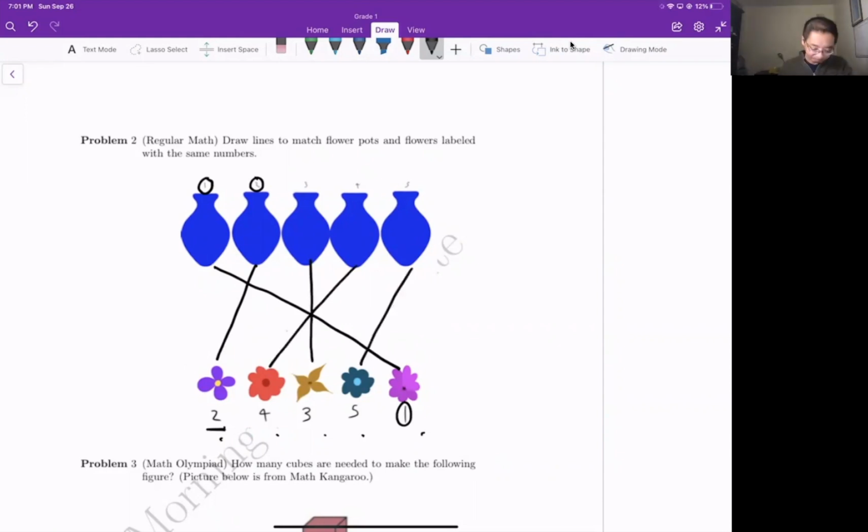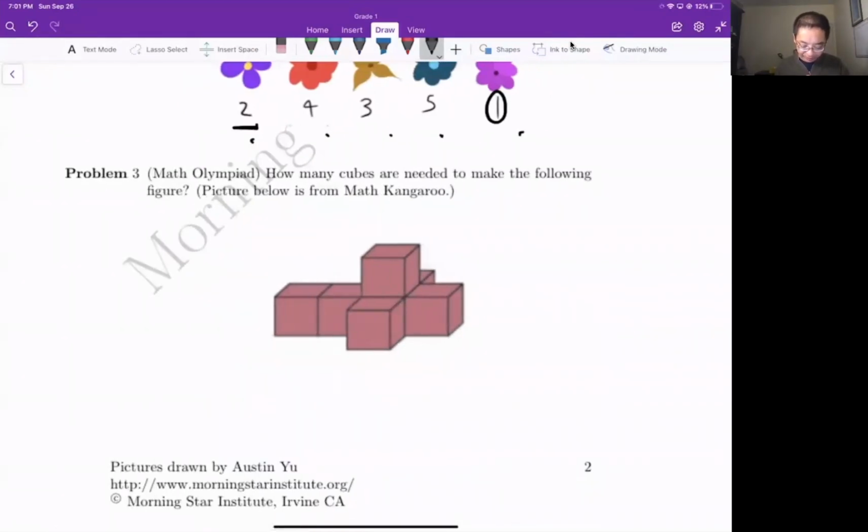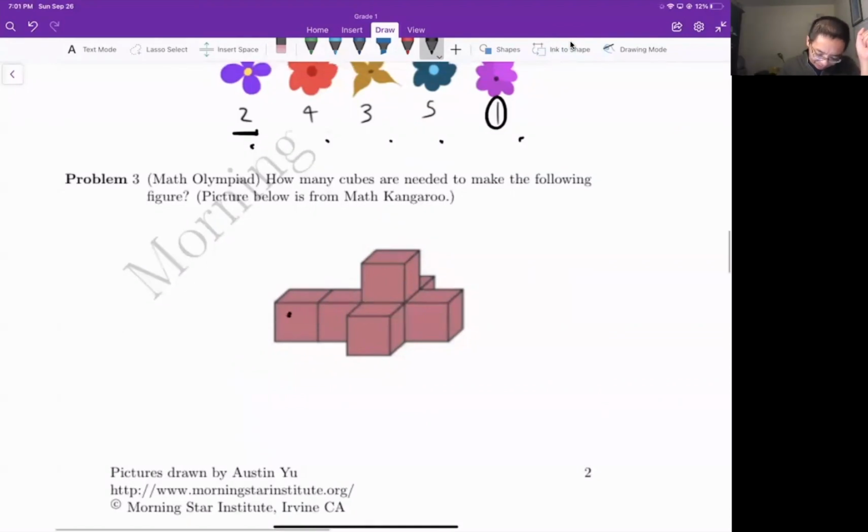Question number 3. This is a Math Olympiad type question. Here we have a figure that is made from cubes. The question is, how many cubes are used here? When you count this, you say, oh, well, this is 1, 2, 3, 4, and 5, right? So this is one that is on the back, and we can see one corner. 6, you say, oh, well, 6. Well, here the tricky part is, it's not 6, it's 7.